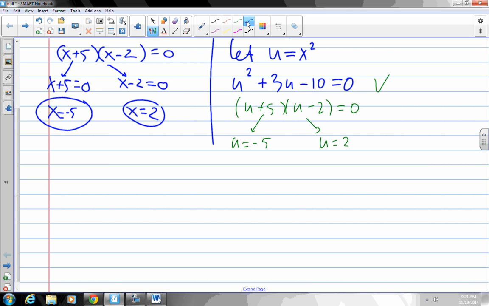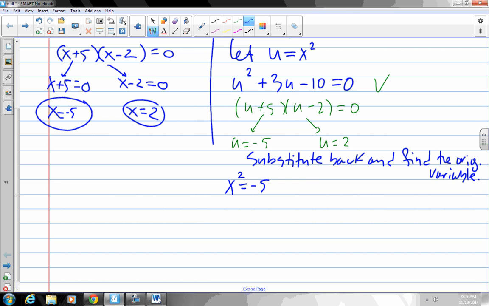So after I found that dummy variable, I can substitute back and find the original variable. We agreed that u was x squared, right? So instead of u, I can put x squared back in there. So it's x squared equals negative 5, x squared equals 2. And then I can solve for x.